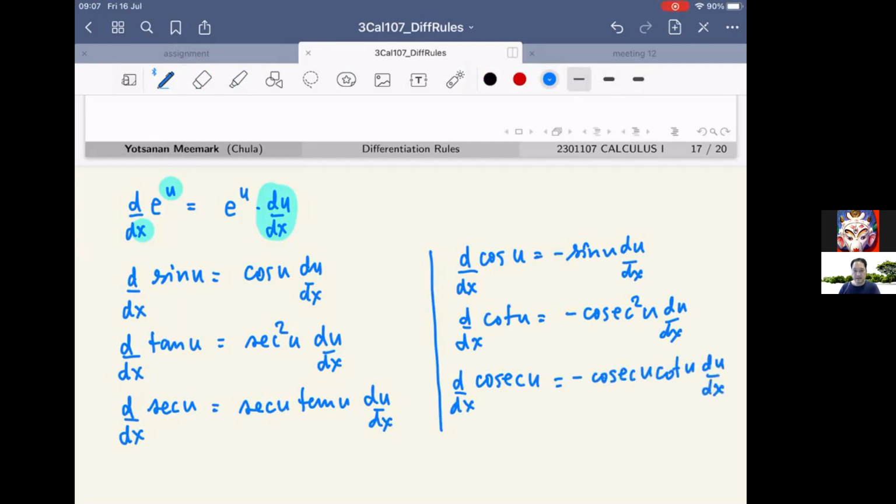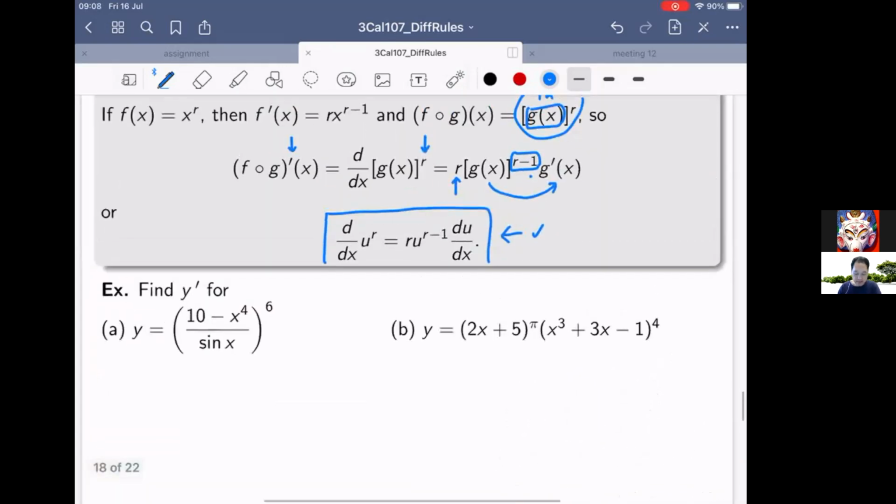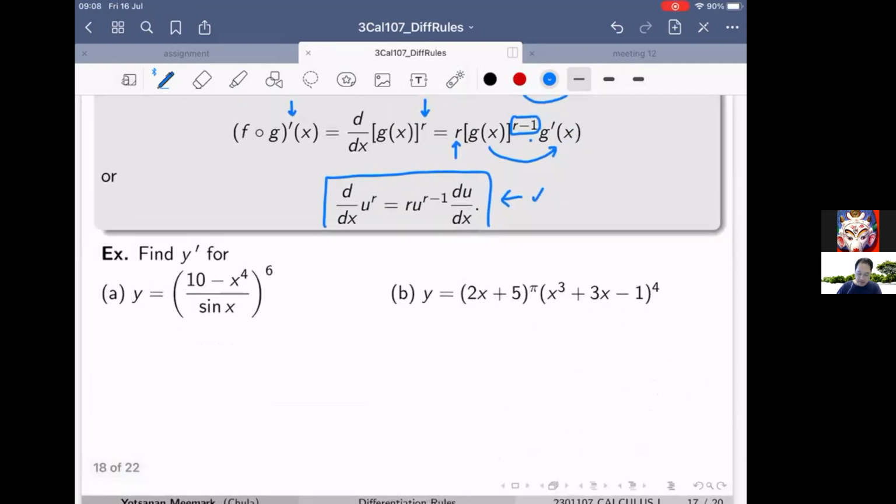So this is the way we write the formula sheet, attached with the chain rule. Let's go back to this one. We are going to use the power rule together with the chain rule. Here it looks like your g, and your r is 6. So your y prime will be 6, and then this whole thing copied, raised to the power 6 minus 1, which is 5, and then the derivative of the inside.